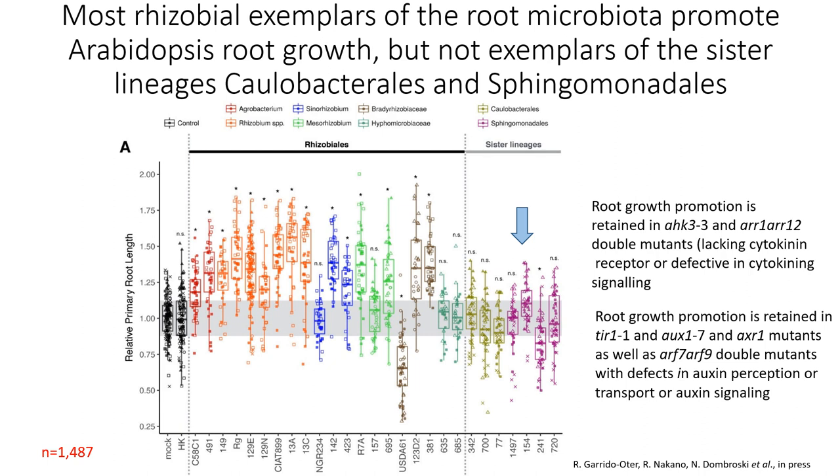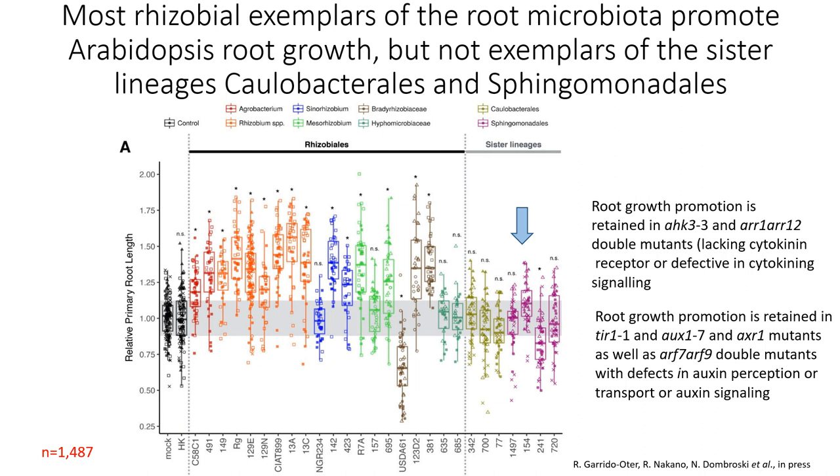And indeed, what Thomas could observe is that most of these strains that do not have the nitrogen fixation capacity can actually significantly promote Arabidopsis growth in these monoassociations. And importantly, when he used as control sister lineages of the Rhizobiales, these are Caulobacterales and Sphingomonadales, which still belong to the alphaproteobacteria, those Caulobacterales and Sphingomonadales can efficiently colonize Arabidopsis roots just like these Rhizobiales, but they do not promote root growth. So the capacity for root growth promotion appears to be a specific trait of the non-nitrogen-fixing rhizobia.